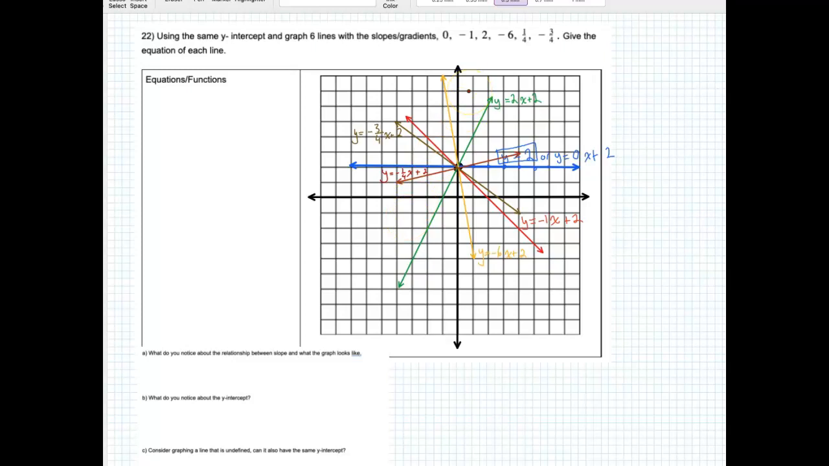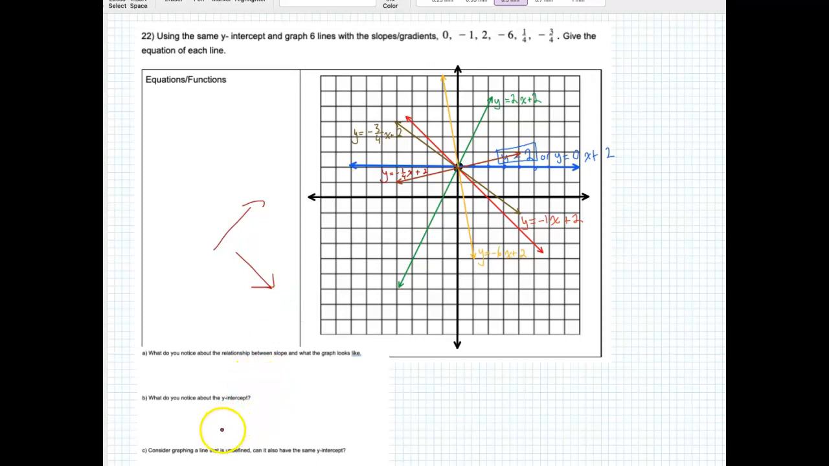I got my graphs here. Let's answer the question. So what do you notice about the relationship between the slope and what the graph looks like? Obviously the slope changes the angle that we're at. If we have a positive slope, so positive slopes would go up as we go left to right. Negative slopes are going down, okay? As the coefficient or the slope gets to a larger number, it's steeper. Whereas when we see fractions, they get closer to 0. And when we get to 0, 0 is flat. There's no slope at all there.